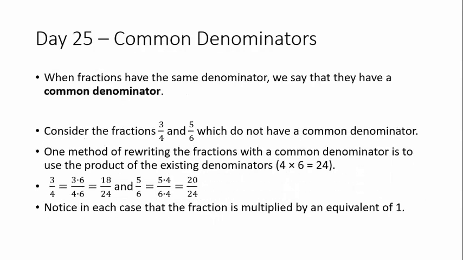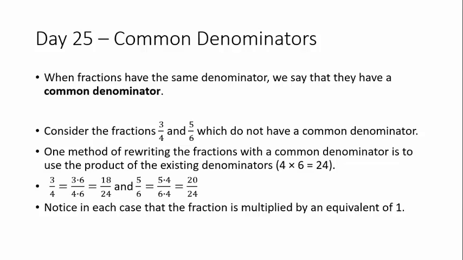When fractions have the same denominator, we say that they have a common denominator. Let's think about this for a moment. Consider the fractions 3/4 and 5/6, which do not have a common denominator. One method of rewriting the fractions with a common denominator is to use the product of the existing denominators. The denominators are 4 and 6, and their product is 24.